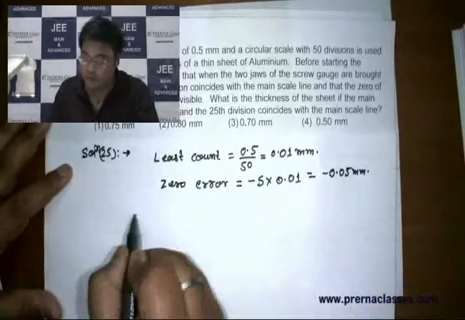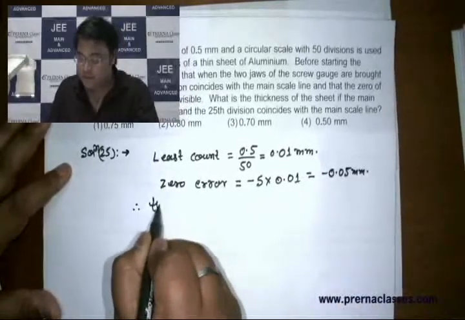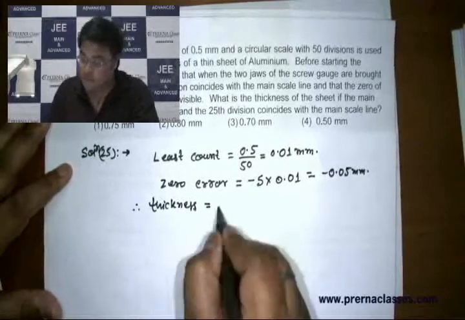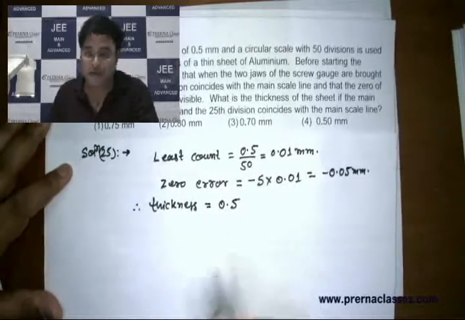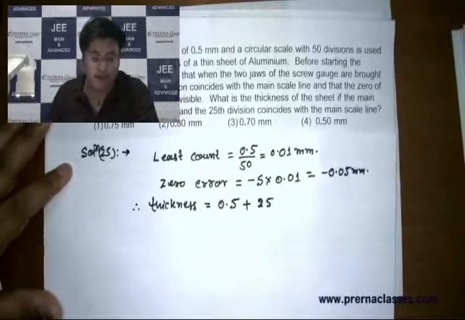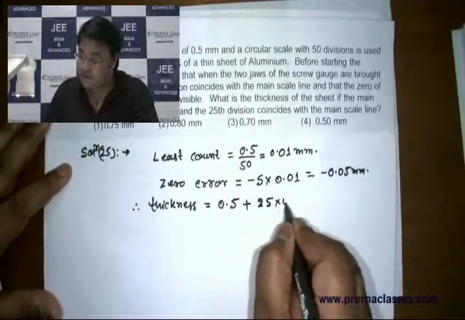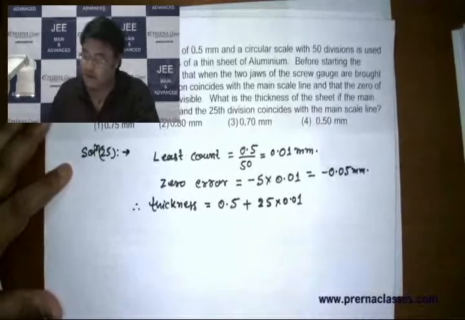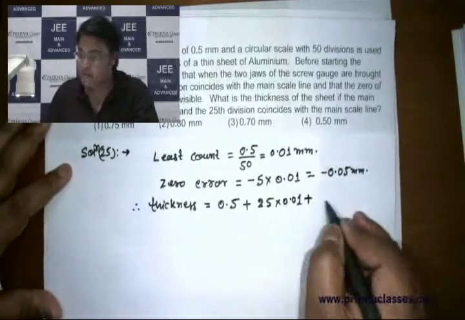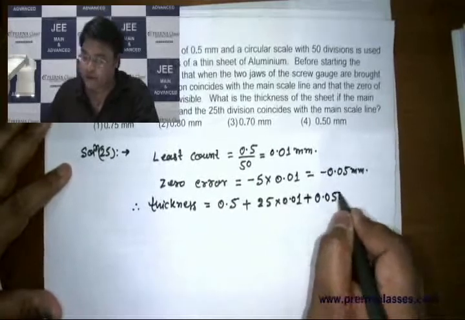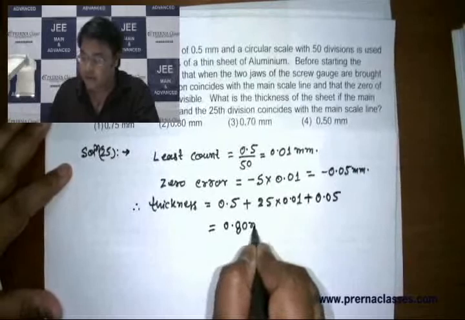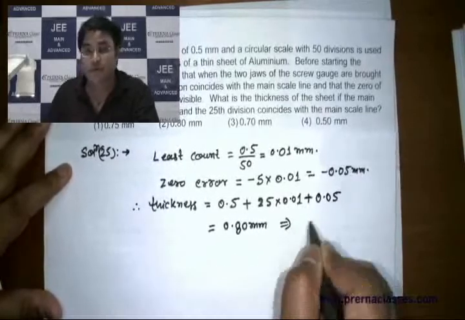Clear? So the thickness is equal to the measured value, that means 0.5 plus the 25th division corresponding, it is 25 into 0.01. Since the error is negative, you have to add plus 0.05. So the final answer is 0.80 mm. That implies option 2 is correct.